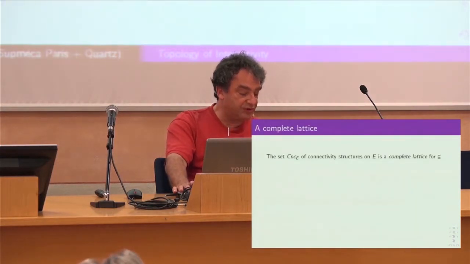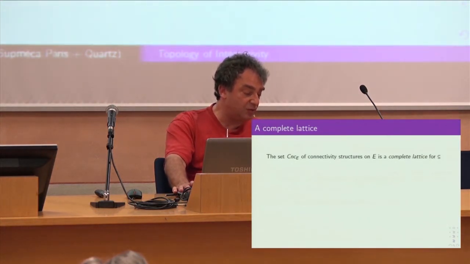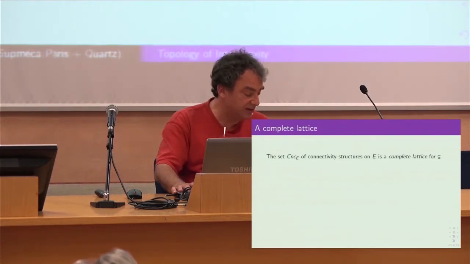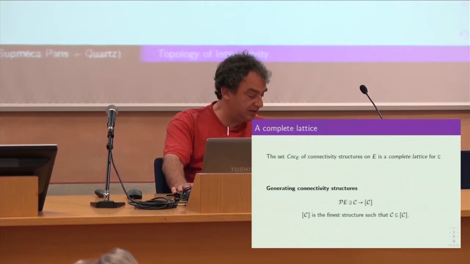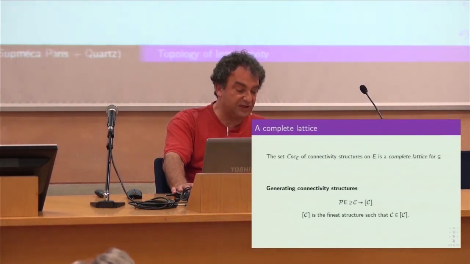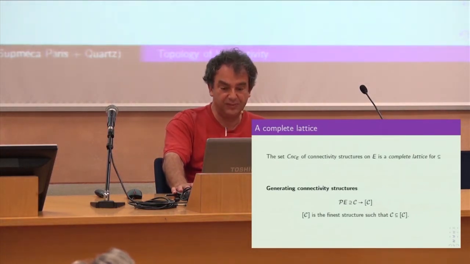The set of connectivity structures on a set of points is ordered by inclusion from the finest one, the discrete structure, to the coarsest one, in which everything is connected. It is easy to see that this set of structures is a complete lattice, and this has a fundamental consequence. Any set of subsets generates a connectivity structure, that is the finest one containing the former.